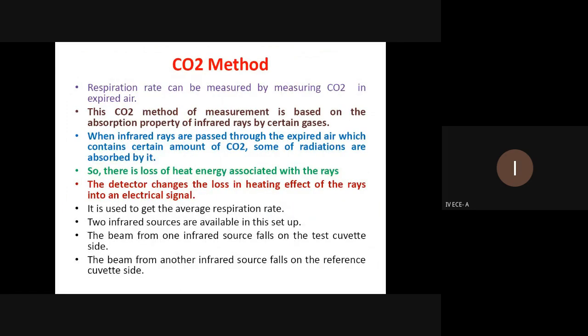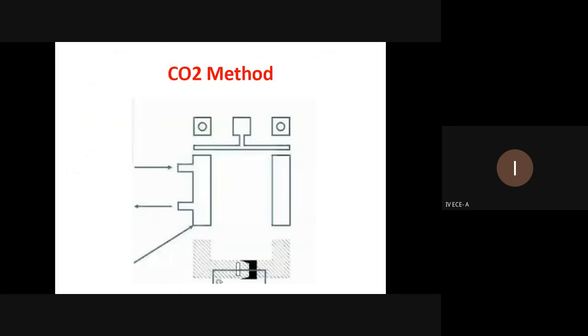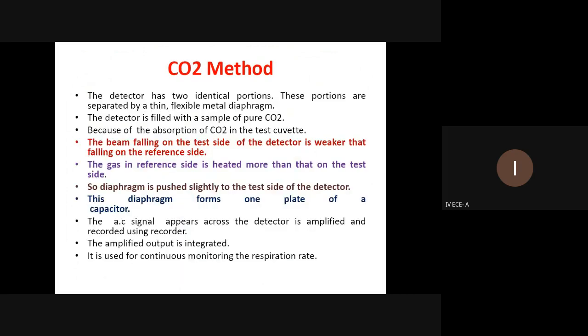Then the CO2 method. Respiration rate can be measured by measuring CO2. CO2 measurement is based on the absorption property of infrared rays by certain gases. When infrared rays are passed through expired air, which contains a certain amount of CO2, some of the radiation is absorbed by it. So there is a loss of heat energy associated with the rays. The detector changes the loss in heating effect of the rays into an electrical signal. It is used to get the average respiration rate. The beam from another infrared source falls on the reference side.